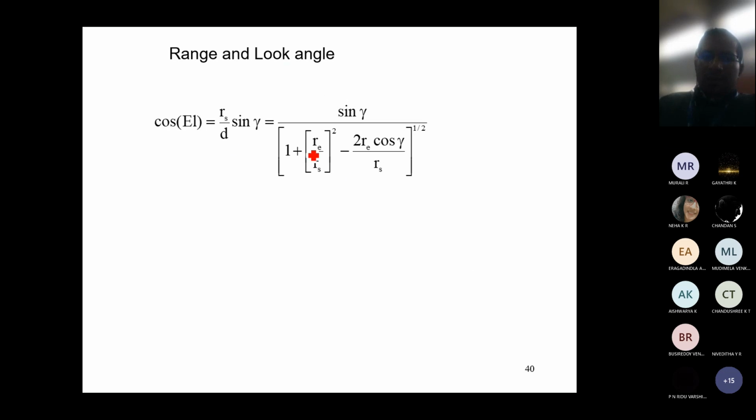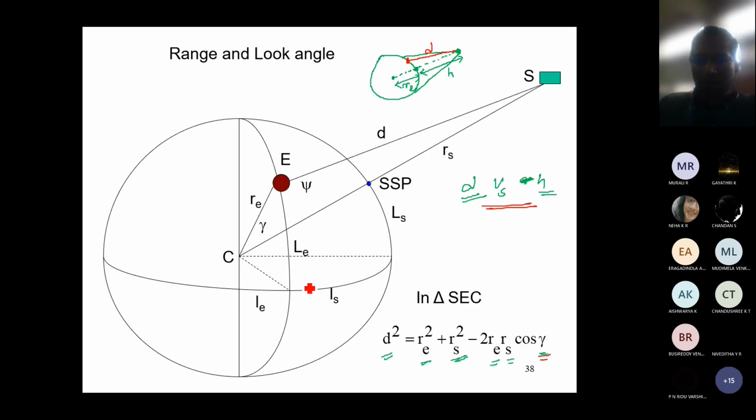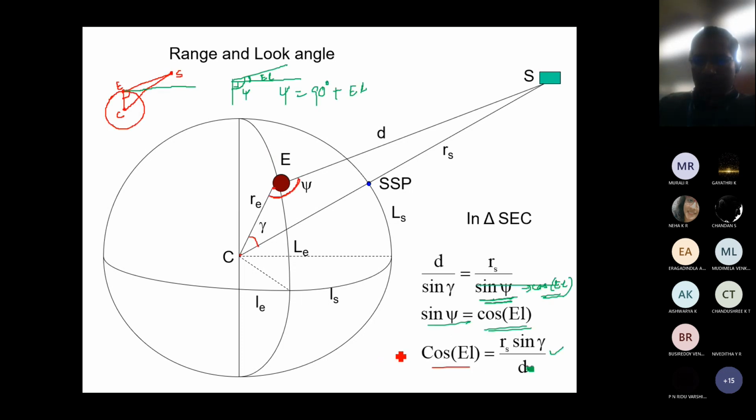Now, you see, here cos elevation is what? Rs divided by d into sine gamma. Okay, cos elevation is equal to Rs by d into sine gamma. Can I write this as sine gamma divided by d by Rs?